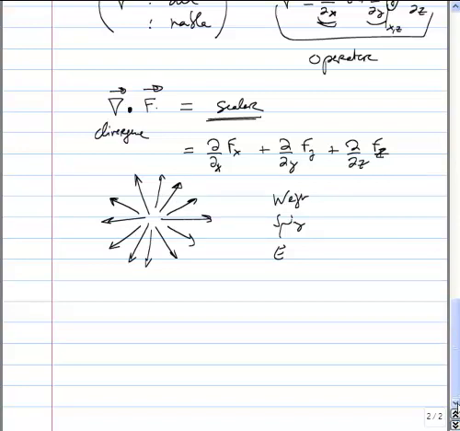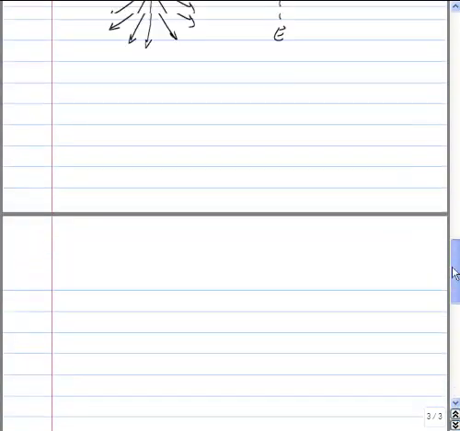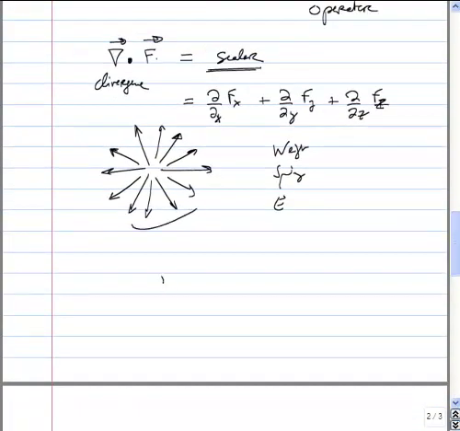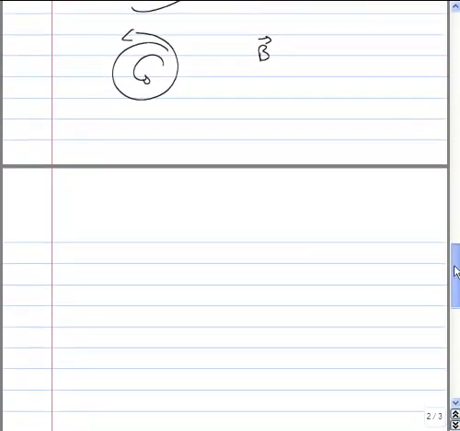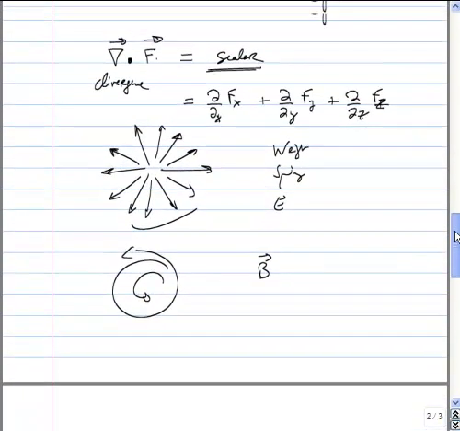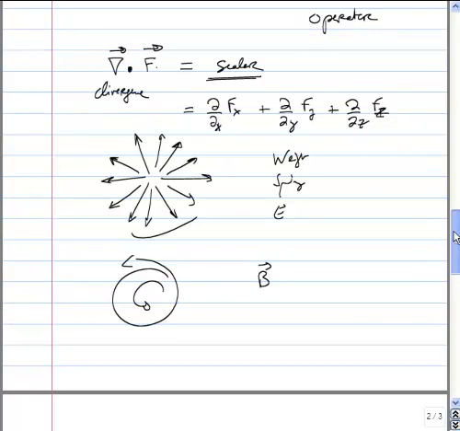Now there are some forces that don't behave like this. There are some forces that instead of behaving like this, behave like that. What they do is they curl. An example of this would be the B field. So to deal with such forces, you can use the del operator in another way.